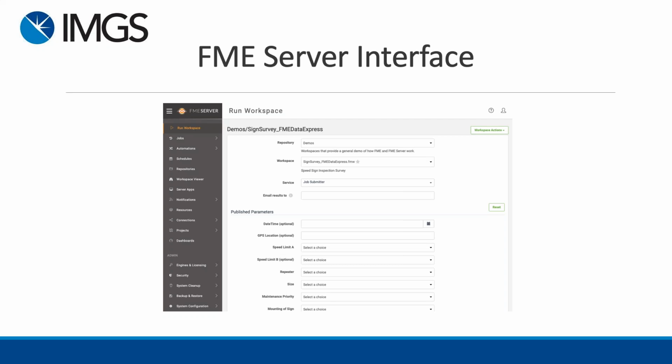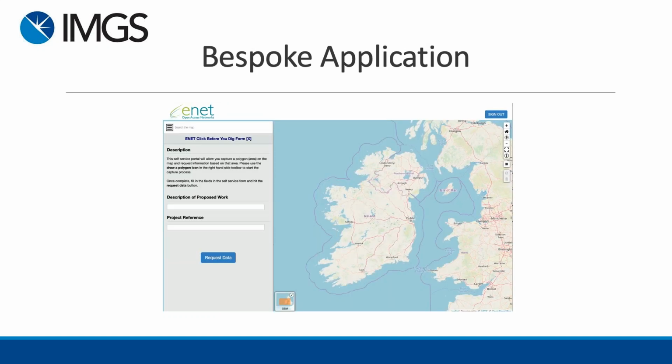And then the other side with FME was you're always able, and you still can, build your own bespoke application. So, IMGS have the web portal that they've used with a lot of customers, with eNet here, that lets you build out your own kind of application. And that's using all the underlying APIs, the JavaScript technology that comes with FME Server to build a bespoke application.